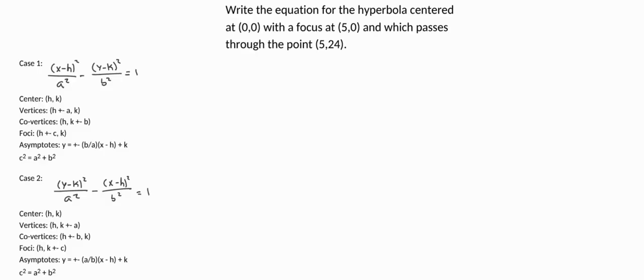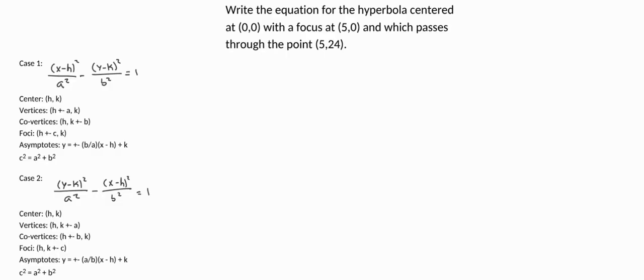We have two cases here. And the thing to notice for each case is, on the first case, the x term is going to be positive, and that means it's going to be opening to the left and right. And then in case 2, our y term is going to be positive, which means that it's going to be opening up and down. If you want to pause the video here and compare and contrast the other information under each case, you can go ahead and do that. I'm going to continue on now.